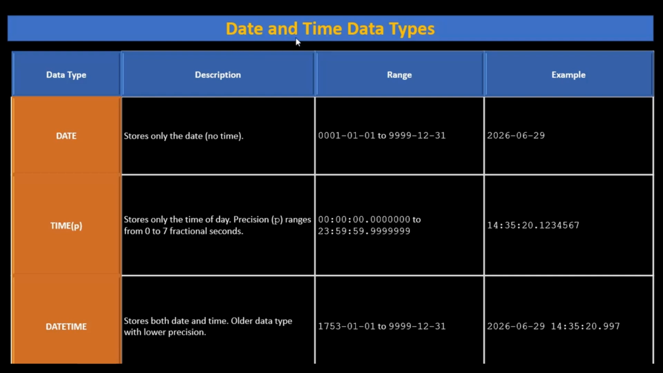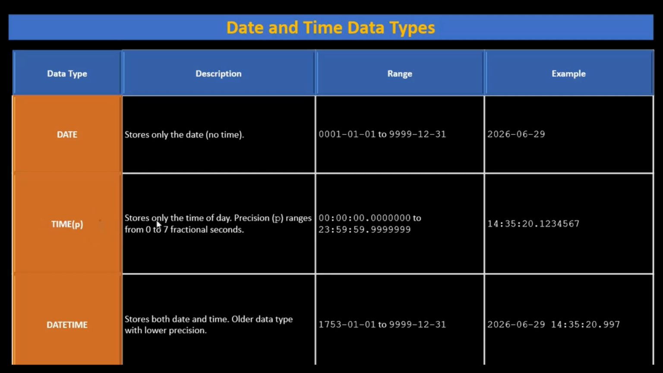The next category is date and time data type. First one is date. It stores only date and no time. It ranges from 1/1/1 to 31/12/9999. For example, 29/6/2026 means day, month, and year.